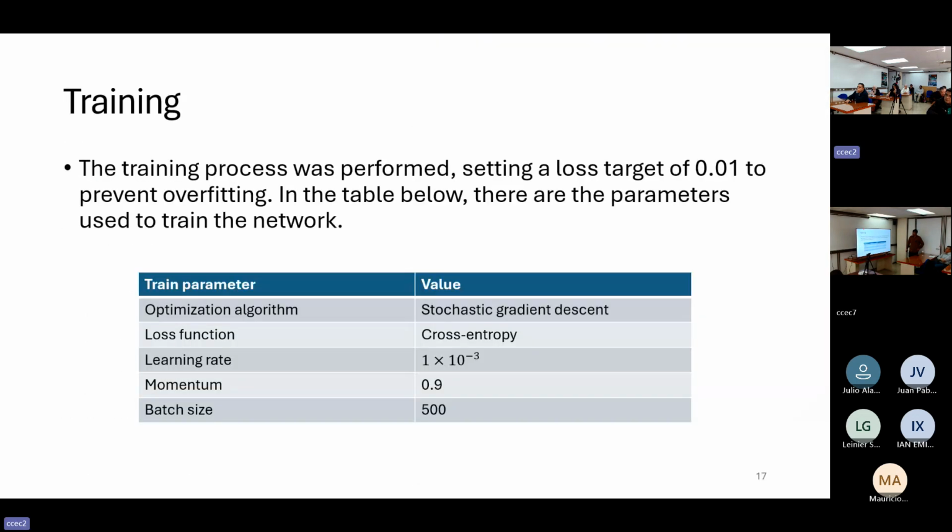And training. This network was trained using stochastic gradient descent as the optimization algorithm. The loss function was chosen as cross entropy. The learning rate was set to 1 times 10 to the minus 3, momentum 0.9, and batch size 500.